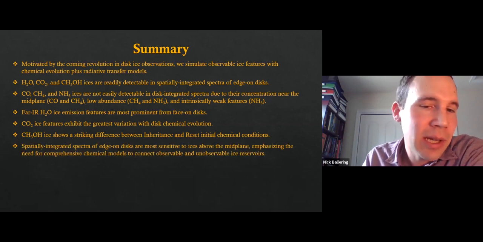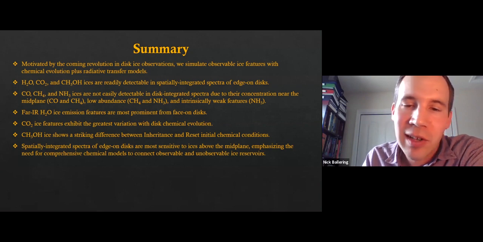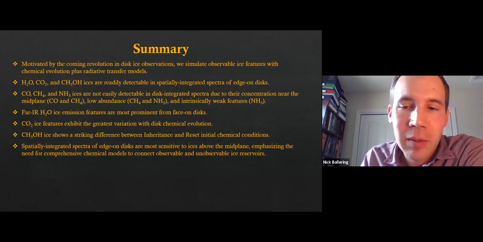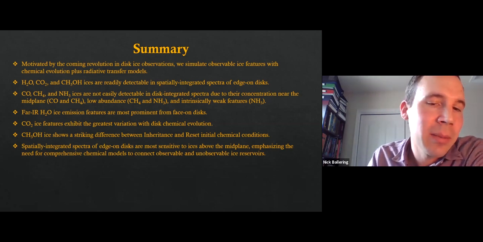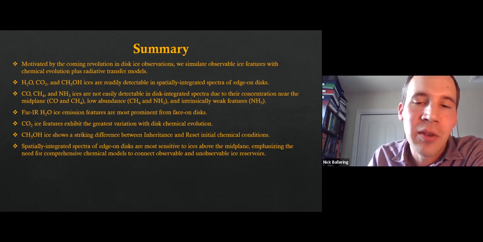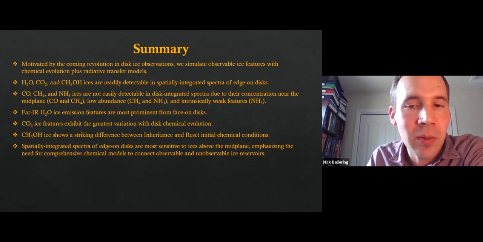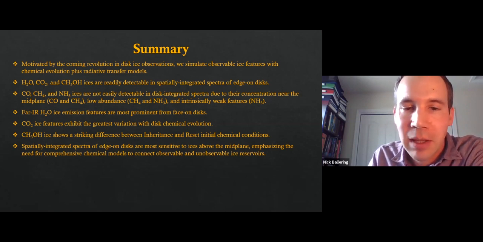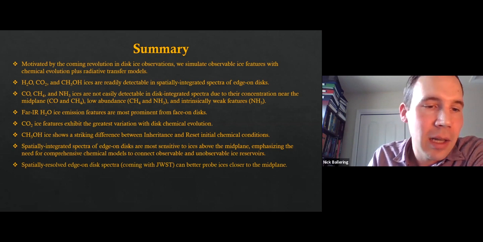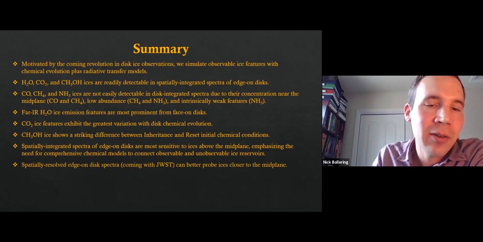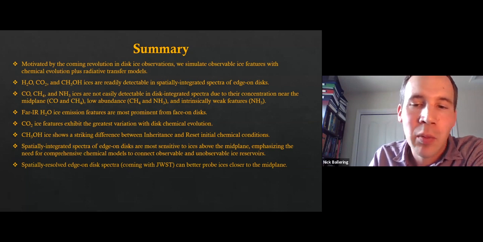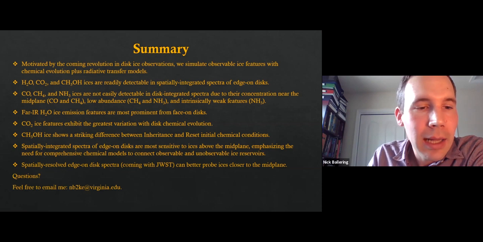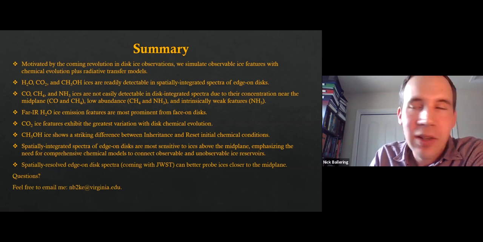We found that the spatially integrated spectra of edge-on disks are most sensitive to ices above the midplane, emphasizing the need for comprehensive chemical models to connect the observable ice reservoir to the unobservable ice reservoirs. Another way to get at this is through spatially resolved spectra of edge-on disks, as will be possible with JWST, and that can better probe the ices down closer to the midplane. And with that, I'll be happy to take any questions.